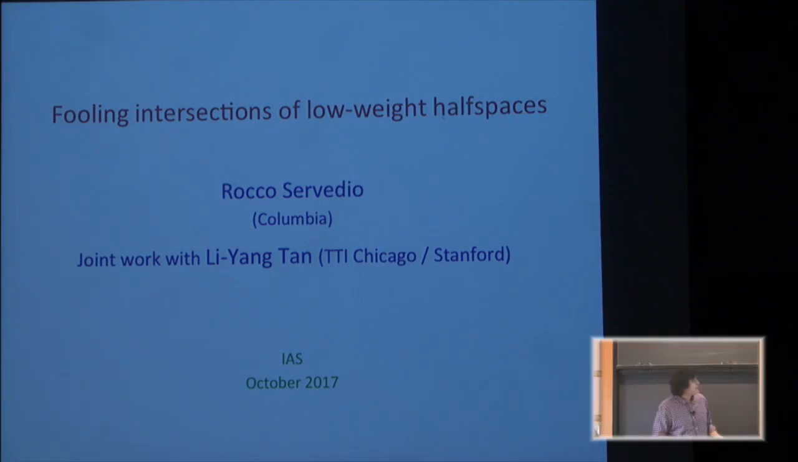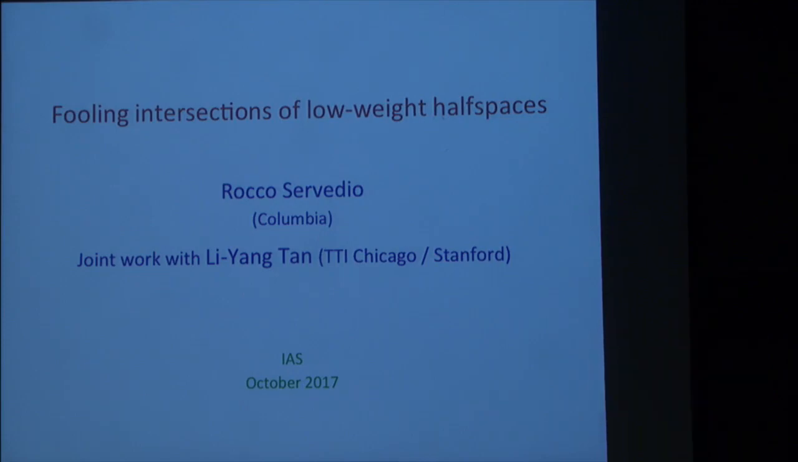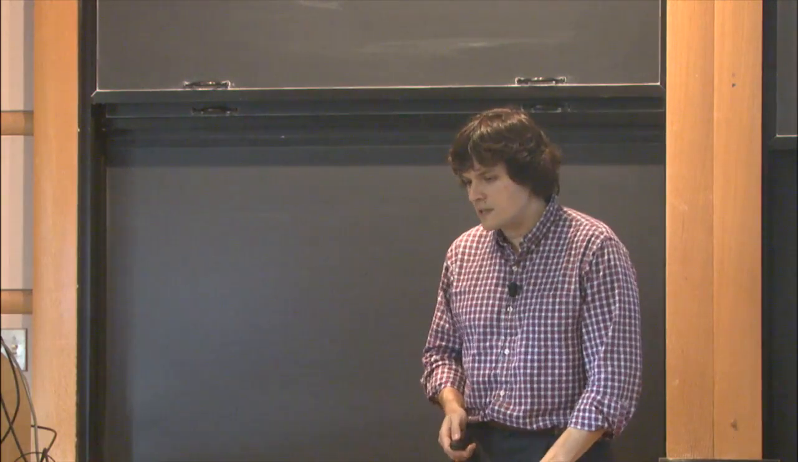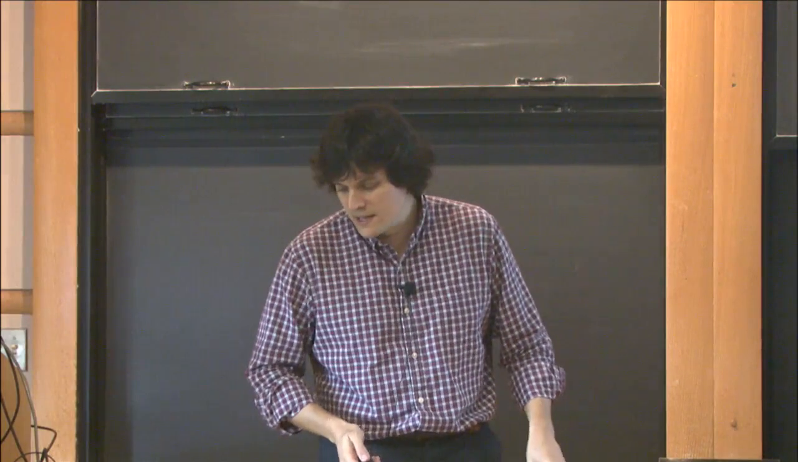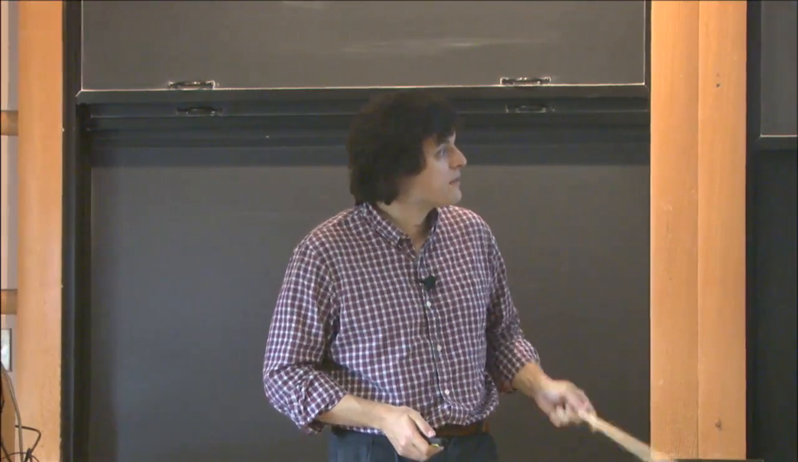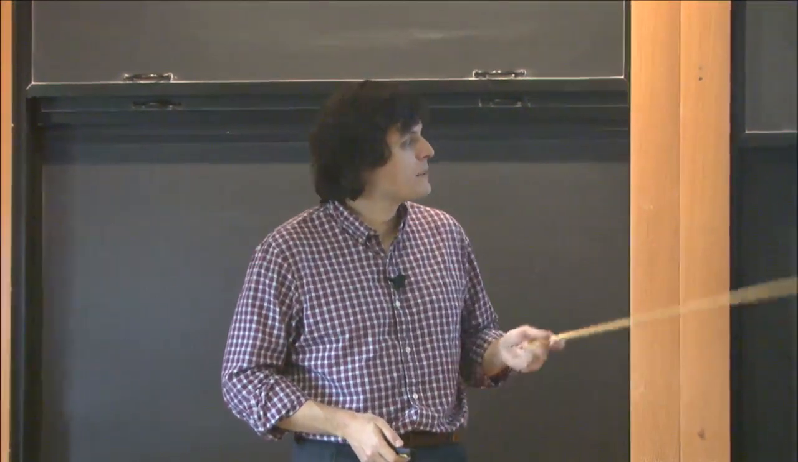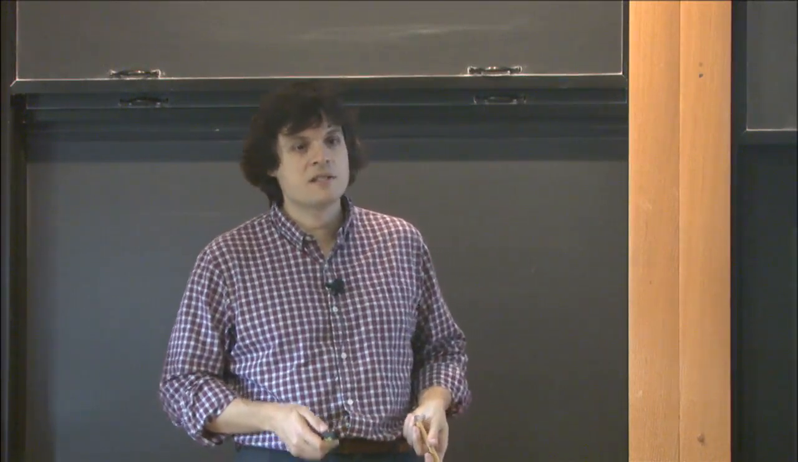So this is going to be a talk about unconditional pseudo-randomness, in particular fooling a certain low-level complexity class, intersections of low-weight half-spaces. I should say this is joint work with Li-Yong Tan of TTI Chicago, and I should also give him credit for having done the overwhelming share of the work on the slides. I'm essentially using slides that he made up.